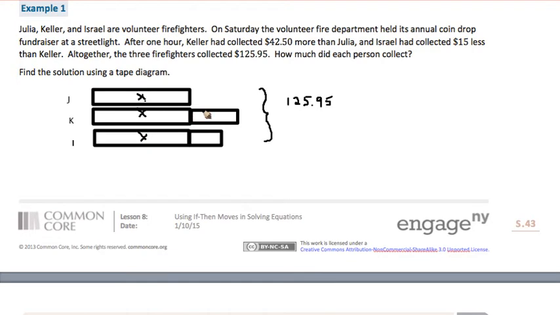Now, the extra parts are the parts where we need to add some numbers. It told us that Keller collected $42.50 more than Julia. So inside this addition, we'll put $42.50. And then they told us that Israel had collected $15 less than Keller. So this portion right here was Keller's, and Israel was $15 less than that. So we'll represent that extra rectangle part as $42.50 minus 15.